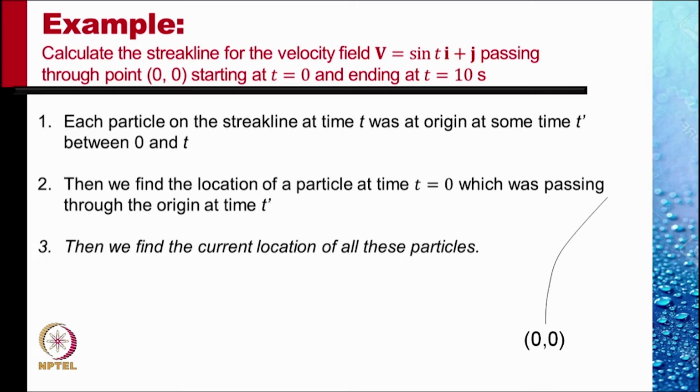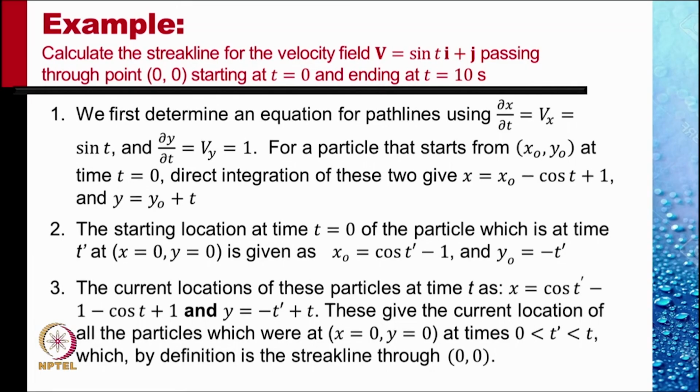So the method of calculating the streak line is that we find the location of the particle at time t equal to 0, which passed through the origin at a given time t prime between 0 and t. Then we find the current location of all these points. We first determine the equation for the path line using dx by dt equal to vx, which was sine t, and dy by dt equal to vy, which was 1.